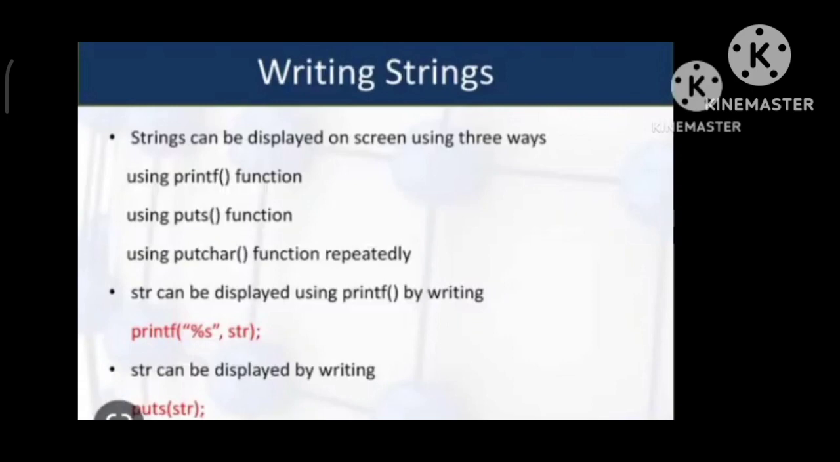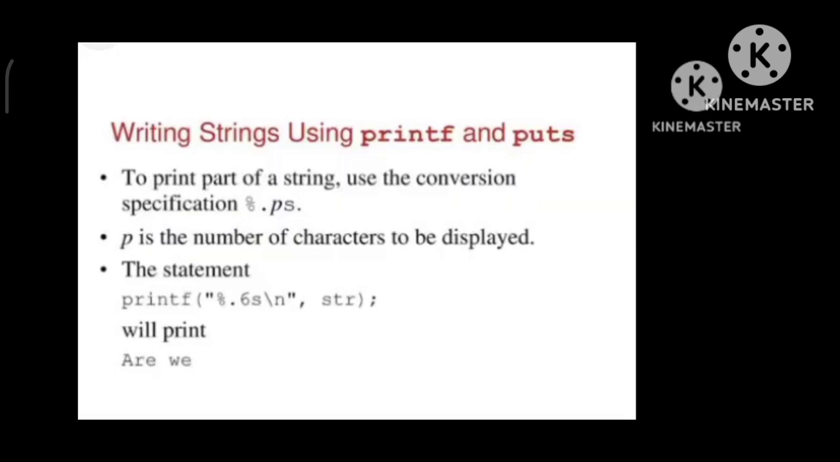Next, writing strings. Strings can be displayed on screen in three ways: using the printf function, using the puts function, or using the putchar function repeatedly. A string can be displayed using printf with %s, or by writing puts(string). To print part of a string using printf and puts, use the conversion specifier %.ps, where p is the number of characters to be displayed.